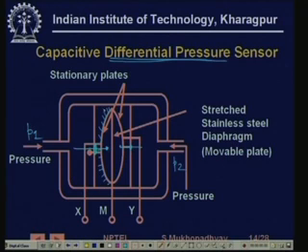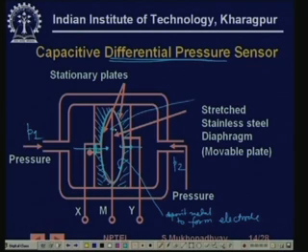So this is a fixed surface, full glass, on which you can deposit metal and form an electrode. So you see that here is one electrode, this surface is one electrode, this surface is another electrode, and this is the movable plate.